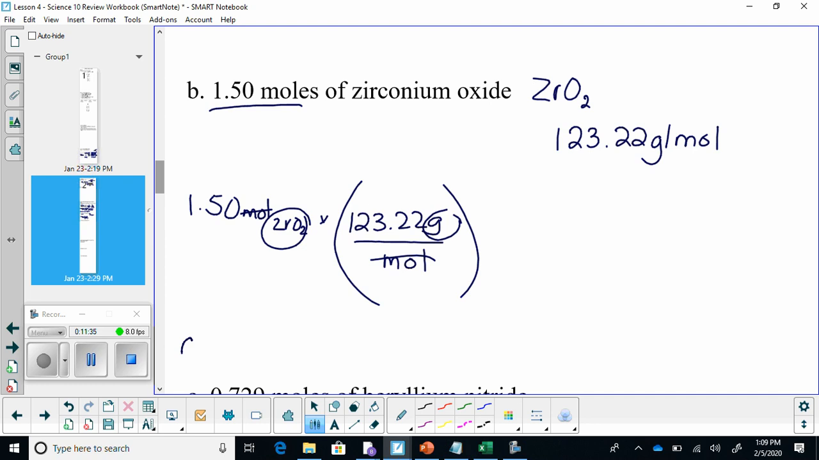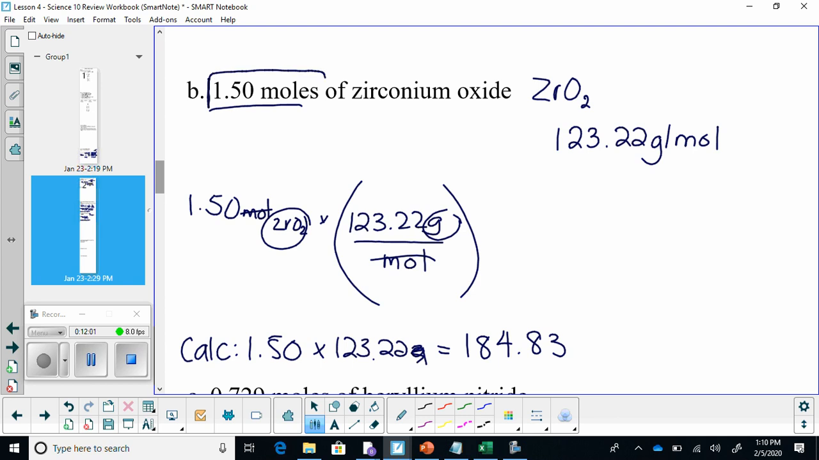Again, in your calculator, you are going to multiply. So 1.5 times 123.22, and that will give you your answer. In your calculator, you get 184.83. How many significant digits am I allowed to have? 3, and we get that from here. Remember that trailing zeros count as part of your significant digits. So my final answer will be 185. What's the unit? Grams. Good.